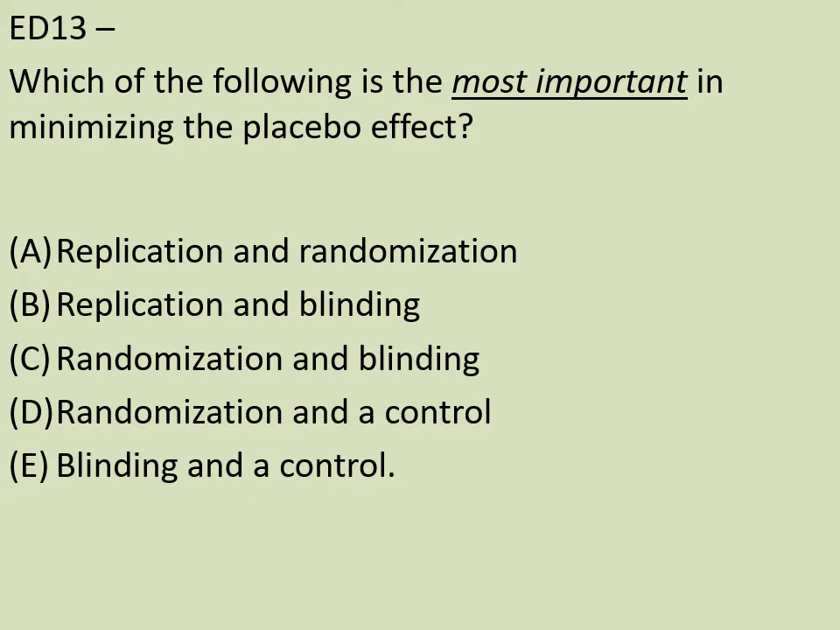ED 13. Which of the following is the most important in minimizing the placebo effect? Okay, so all these things are sort of important. We want randomization, we want control, all these things are important. However, in order to minimize the effect of placebo, you want a control group, hopefully using a placebo, and then you also want blinding so that people don't know. So those are the two most important things: blinding and a control.